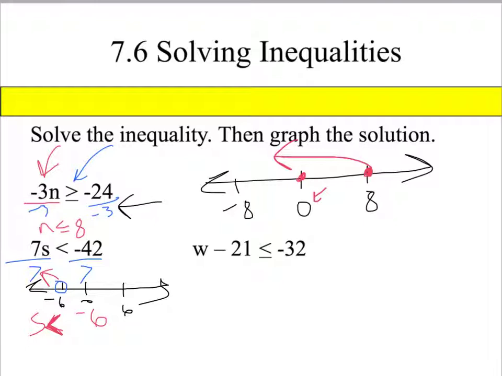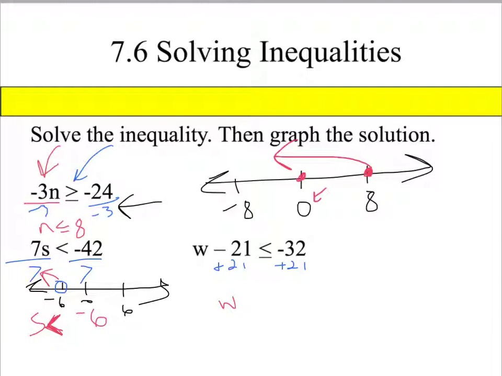So if you look at this, w minus 21 is less than or equal to negative 32. What operation do I have to do to get rid of that 21? I add. That looks like an and symbol, but I am adding here. Okay, so when I add, I have w on the left side, and on the right side, negative 32 plus 21.